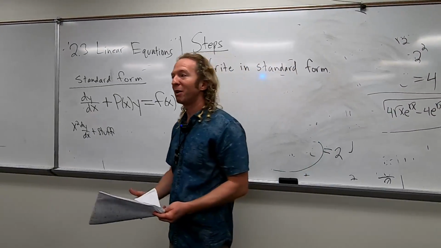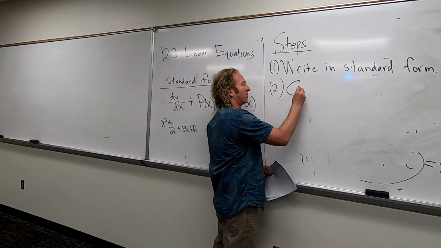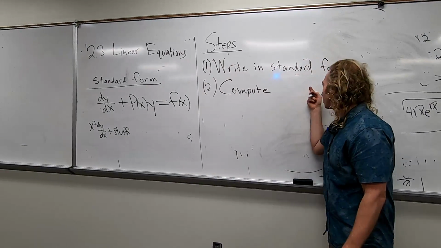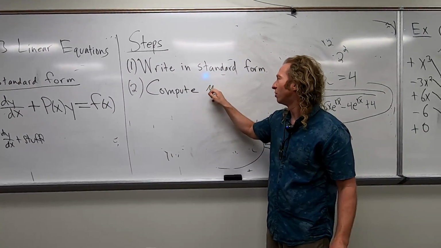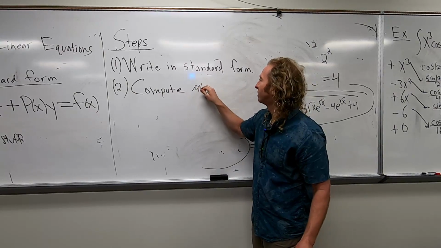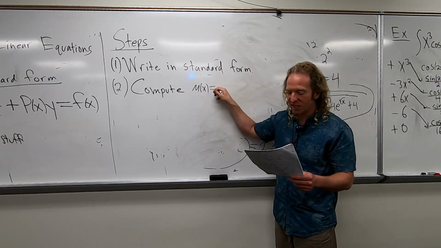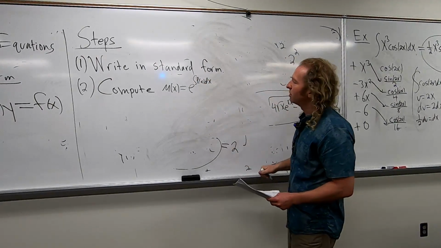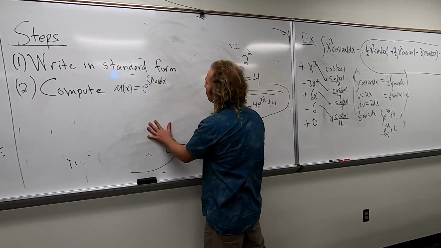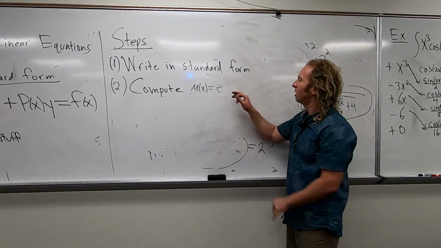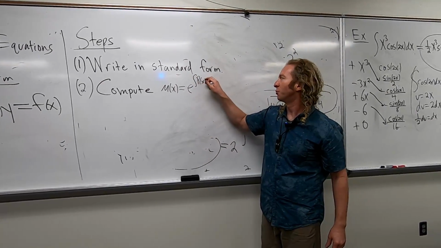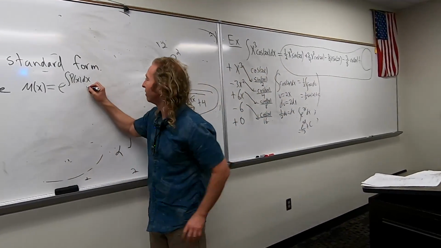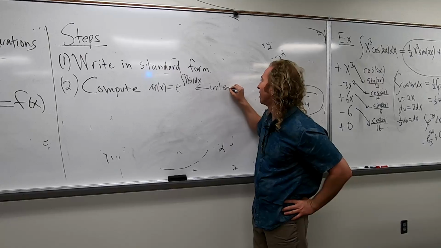Step 2. We have to compute something special, and maybe it's a new Greek letter for you. It's mu of x, and that's going to be e to the integral of big P of x with respect to x. So compute mu of x. That's called the integrating factor. So compute the integrating factor.